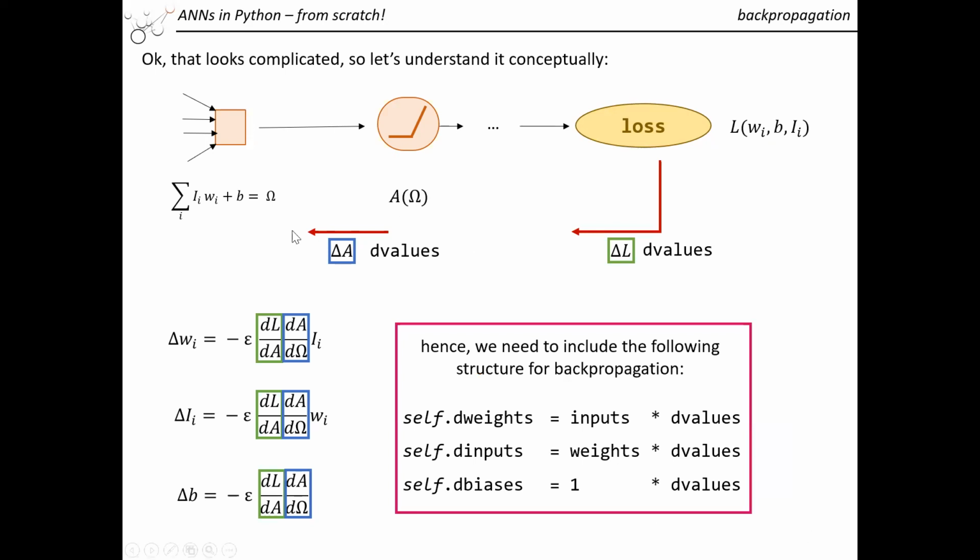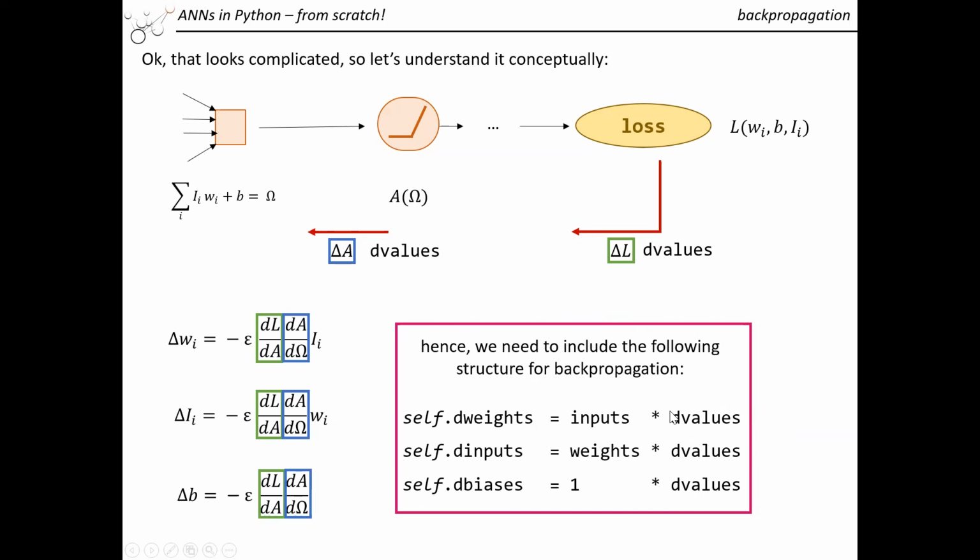And if we want to have the change of W, I, and B in the neuron, then we just have to apply these equations. So the change of W, we want to call it d weights because it's the change of the weights, is then inputs times the outer derivatives, d values, and we do the same for the inputs and for the bias.